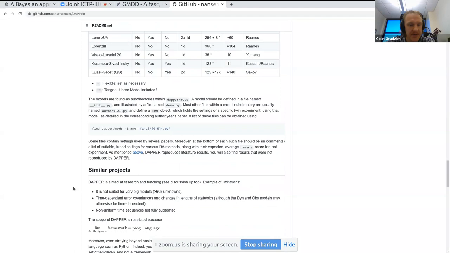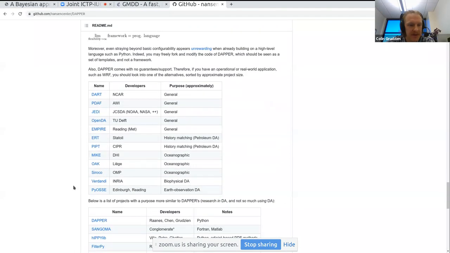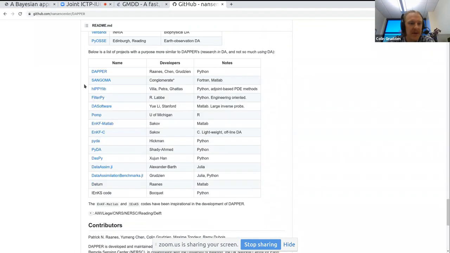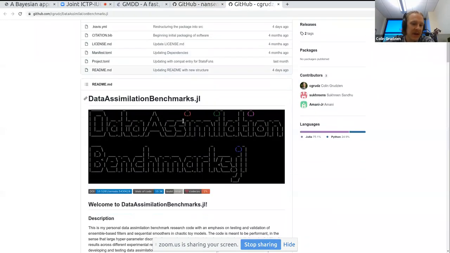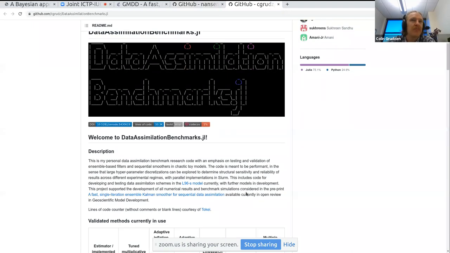But let me also mention that within the docs, there's a variety of other packages that you might consider if you want to look at, for instance, Python, MATLAB, R-based libraries that could be used for data assimilation. This is just my own, and this is at a much more in-progress state.